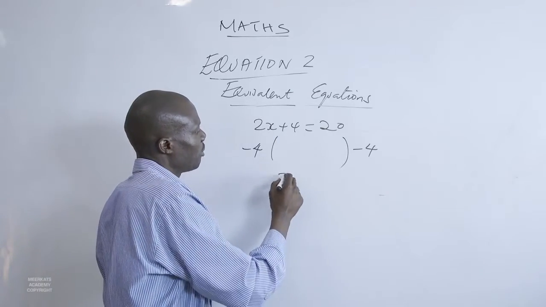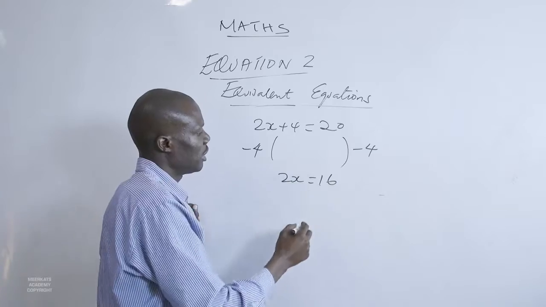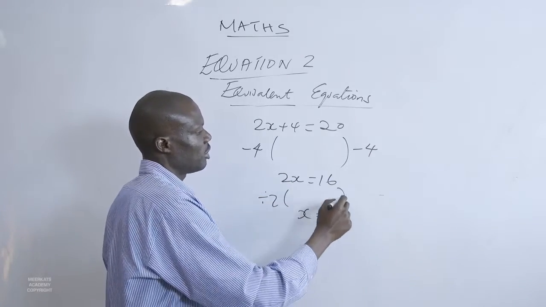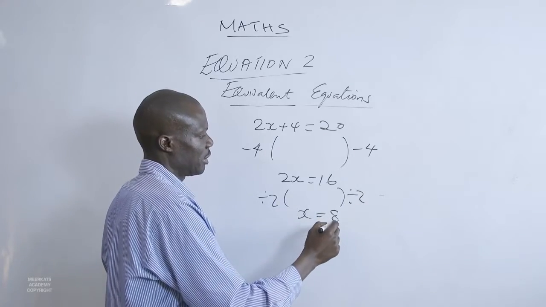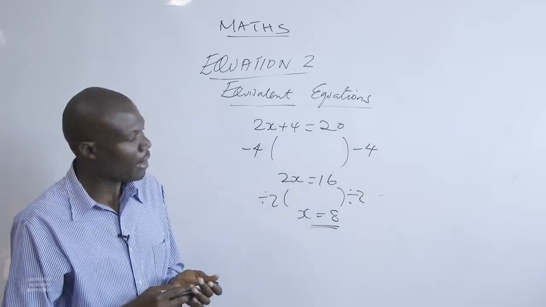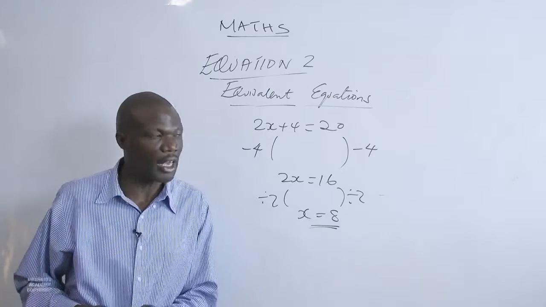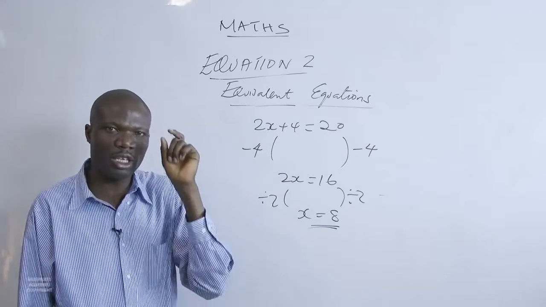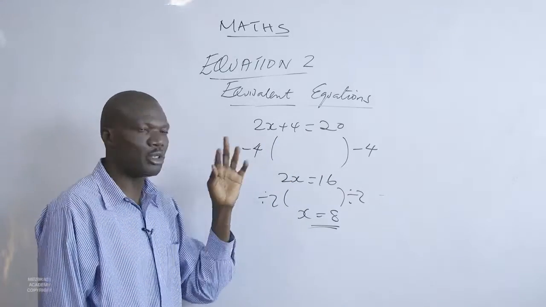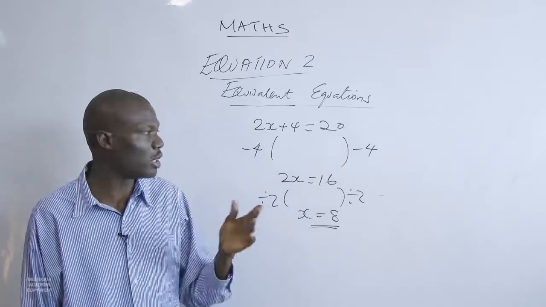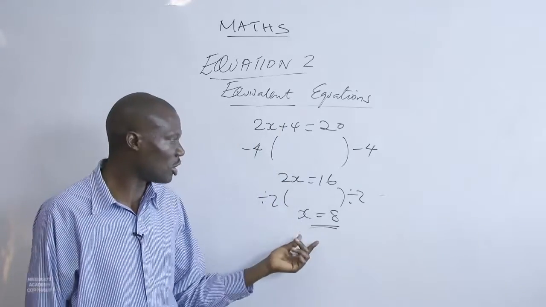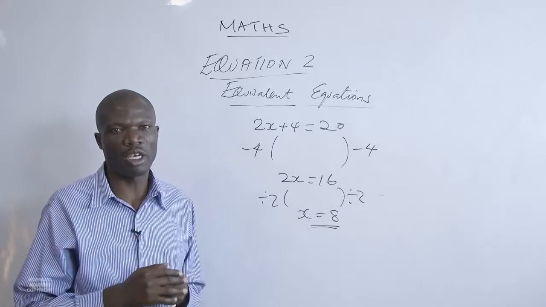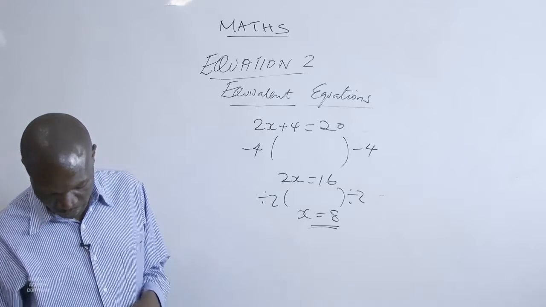So this one will remain 2x is equals to 16. When you divide by 2 so that you remain with x, then you'll also divide by 2 here, you remain with 8. So you find that x is equals to 8. When you take this 8 and replace here, is it going to give us exactly the same so that the statement can be true? 8 times 2 is 16 plus 4 is 20. So this is a true solution for this, and therefore we have approached this solution by looking at equivalent equations.